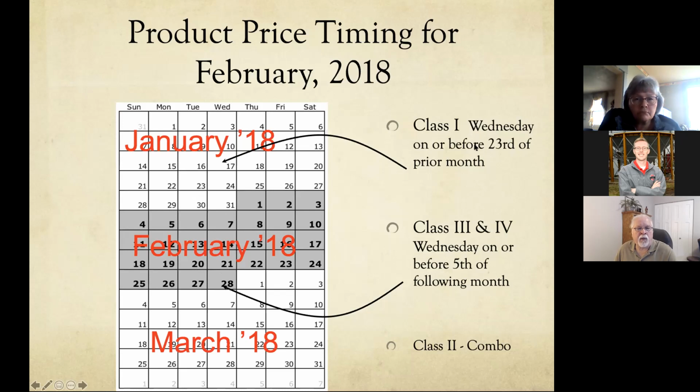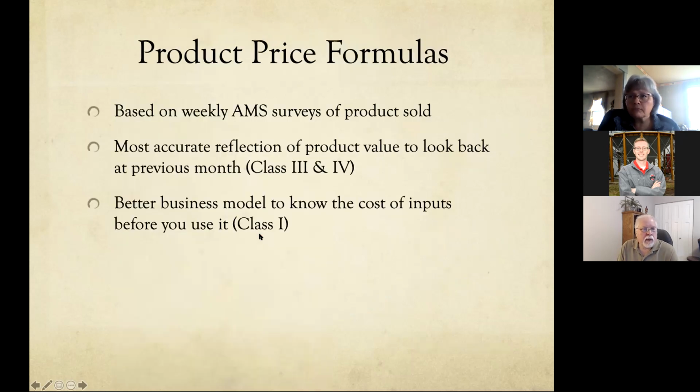A class 1 processor, however, gets to know what their price for February milk is going to cost them on the Wednesday that is on or before the 23rd of the prior month. So here's the 23rd. That means that on the 17th, a fluid milk processor is going to get advanced prices and know what his February milk cost is going to be. So it's based on surveys of products sold at wholesale level. It's a more accurate reflection of the product value if you look back when you've got all the data for the month, and that's what's true for class 3 and 4. But it's a better business model for the processor to know what your inputs are going to cost you before you actually use them. That's what class 1 gets to do.